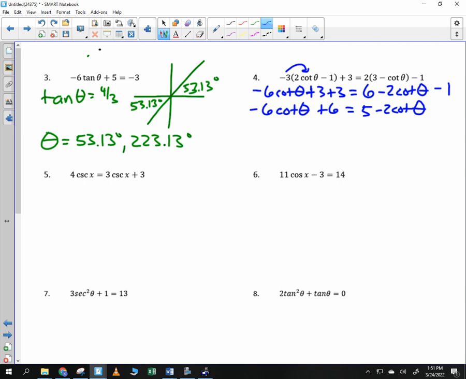Okay, so you add 2, so you get -4 cotangent over here. And then you subtract the 6, you get -1. And then what would you do? So you get cotangent is equal to positive 1/4. So that looks pretty good, except for the fact I don't have a cotangent button on my calculator.